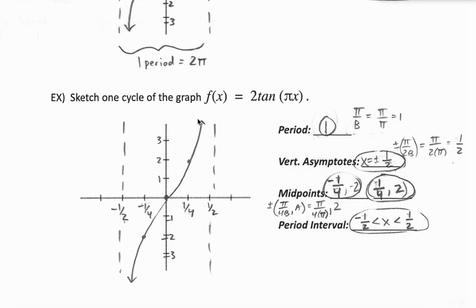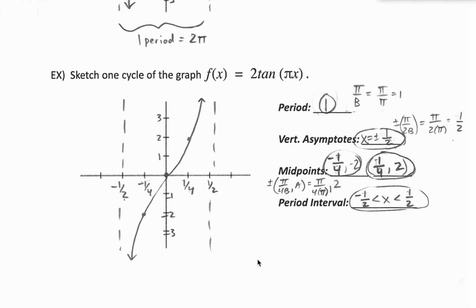Connect those points, making it steeper as it approaches the right asymptote, going down, making it steeper as it approaches the left asymptote, gives you this tangent curve. That period interval from left asymptote to right asymptote was negative 1/2 to positive 1/2, which is a length of 1. All right, so there's the graph of that tangent function.